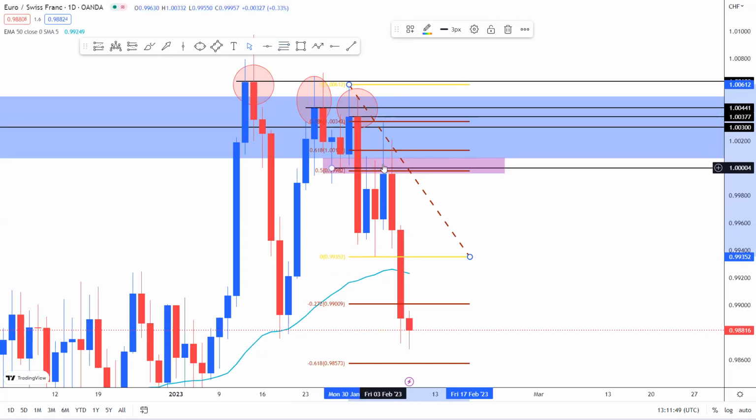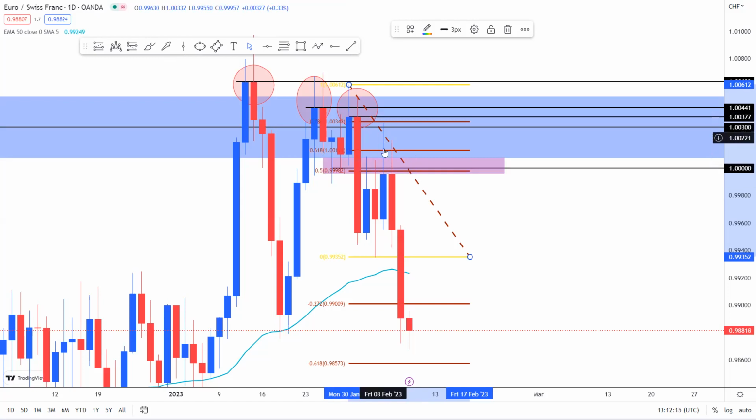We have the pullback coming nicely into the Fibonacci 61.8 golden zone. And then you can clearly see a nice daily rejection candlestick off of the zone, confirming the potency of this level right here, where we're looking out for potential selling opportunities.